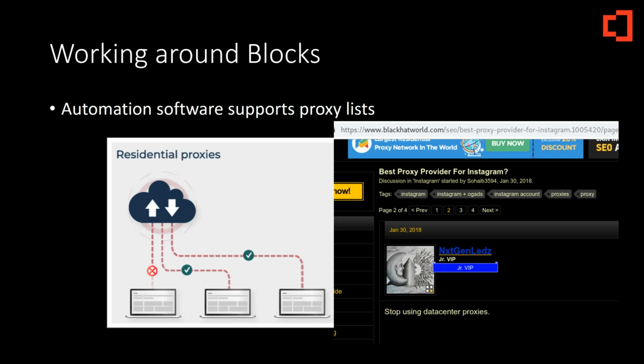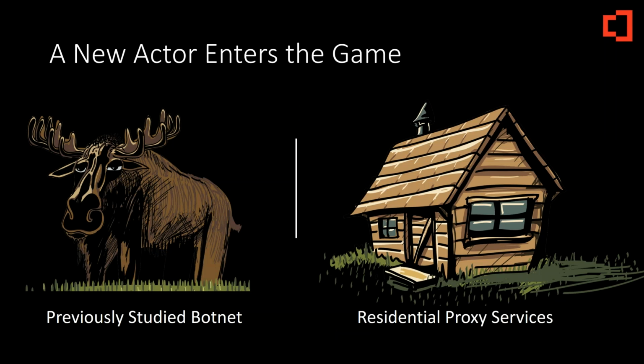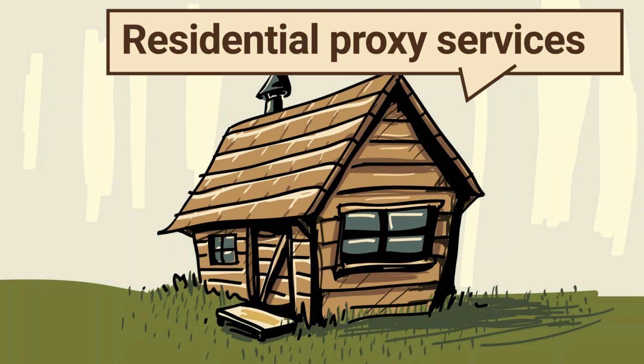And so basically we like to screenshot Black Hat World, but there is this next gen LEDs junior VIP who said at the beginning of last year, stop using data center proxies. So if we move along, this means that there is a new actor that enters the game, and that it is completely complementary to or a replacement of a botnet, right? So the botnet before was used as a proxy service, and now you can purchase proxy service using your credit card or Bitcoins.